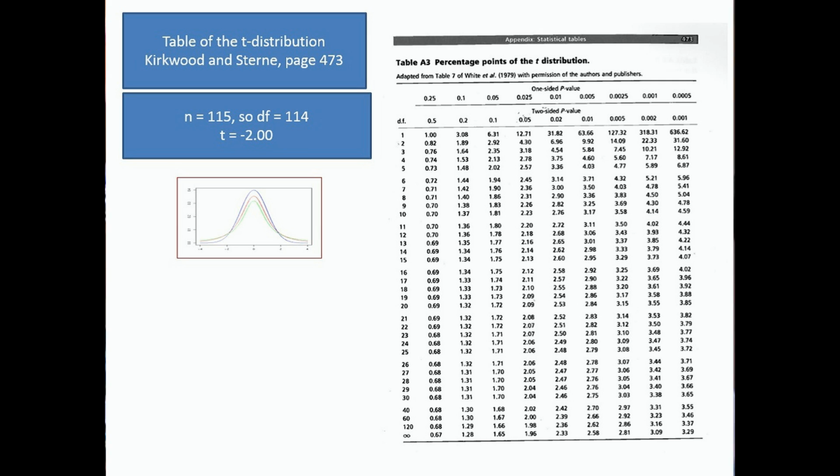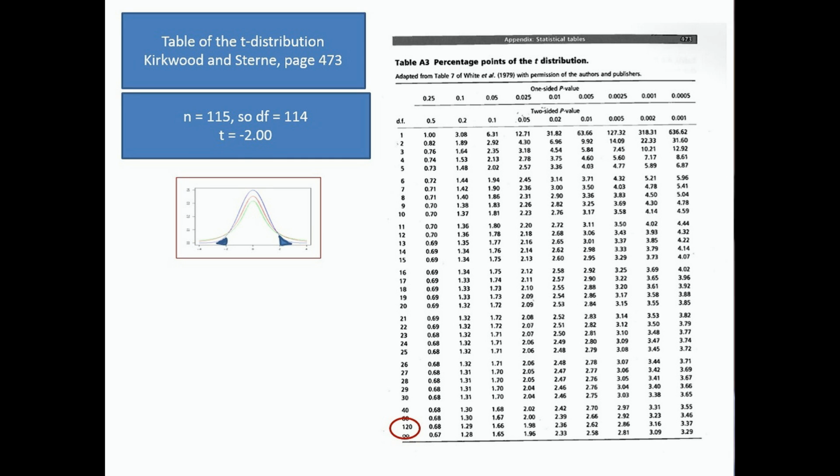Now remember, a t-distribution is a symmetric distribution with mean 0. So the area on the left-hand side of minus 2 is equal to the area on the right-hand side of the value 2. In the table, there is no entry for 114 degrees of freedom. The closest is 120 degrees of freedom, and we will use this as an approximation.